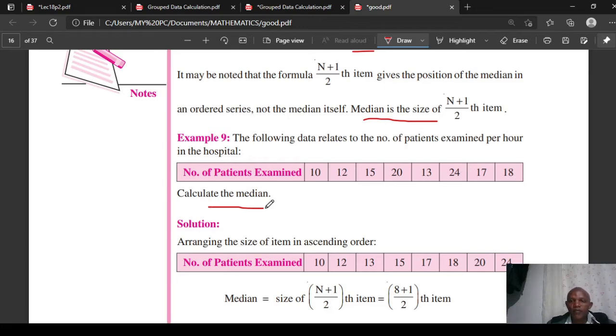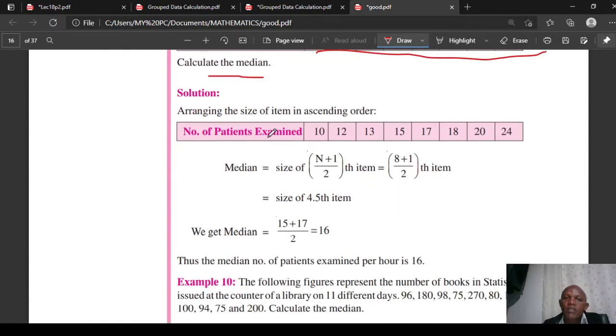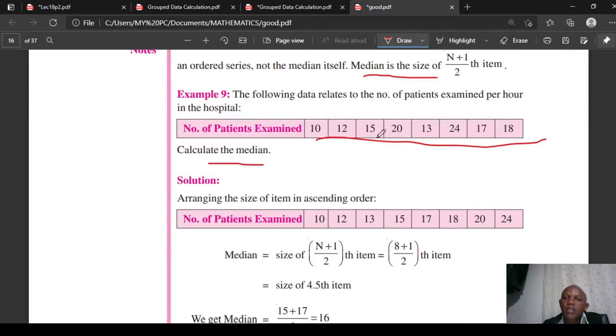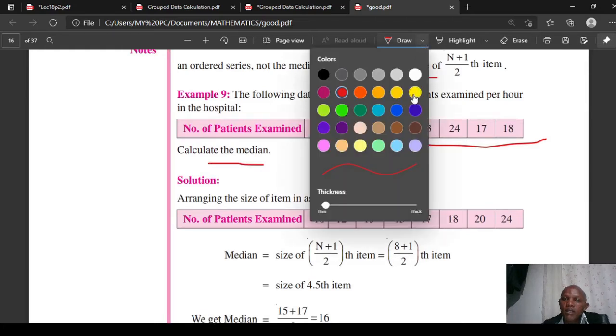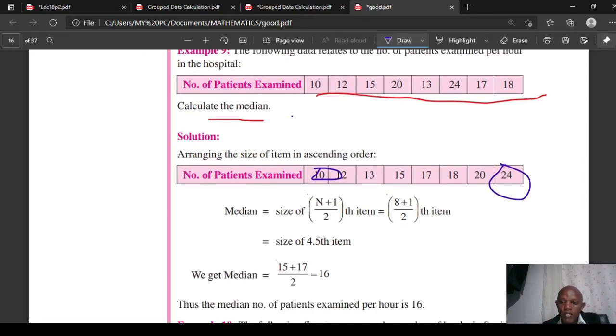As I've said earlier, first you arrange these numbers or observations in an ascending or descending order. Given these numbers, this is what we have done. We have arranged these values in an ascending order. The least value is 10, as you can see here, and the highest value there is 24.